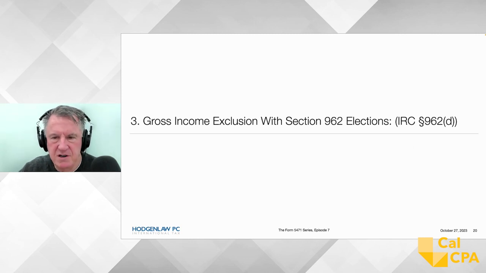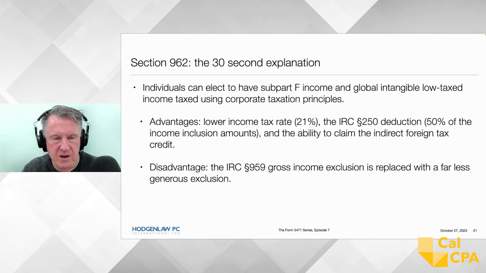So section 962 in a nutshell says, if you're a human and you're a US shareholder of a CFC, you can elect to have that pass-through income, the subpart F income and global intangible low tax income, taxed as if you are a corporation, a C corporation. What that means is you get a corporate tax rate, 21%. It also means that there's a special handy dandy, here's a free cookie deduction in section 250 that says 50% of the global intangible low taxed income, you get a tax deduction for it.